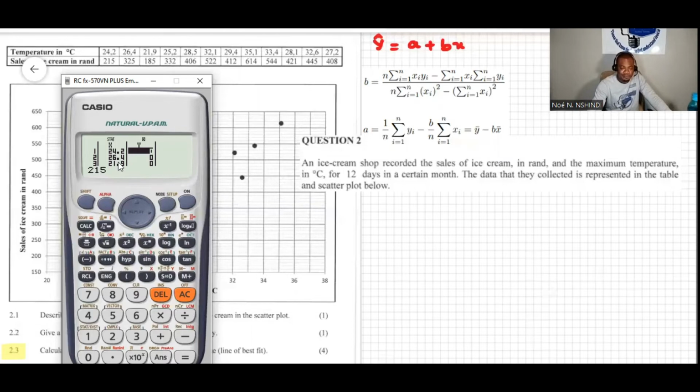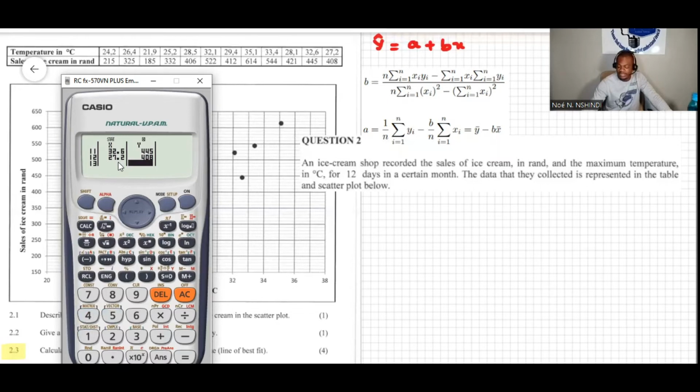215, okay, the first datum, because data is the plural of datum, 215, and then enter, and then 325, enter, and then 185, enter, and then 332, equal, and then 406, equal, and then 522, equal, 412, equal, 614, equal, 544, equal, 421, equal, 445, equal, and 408, equal.